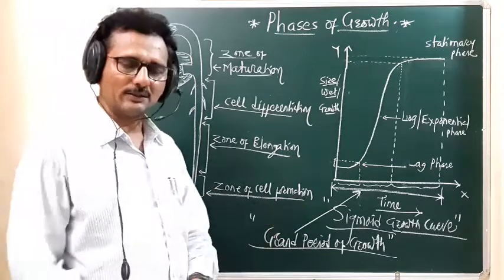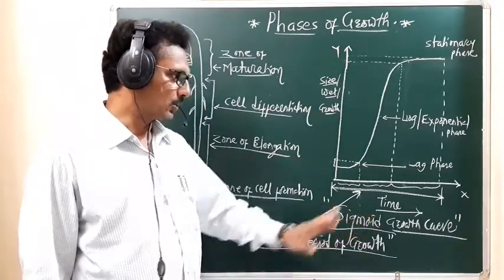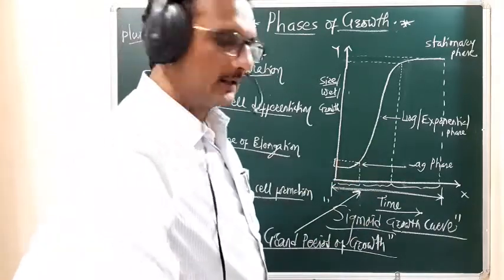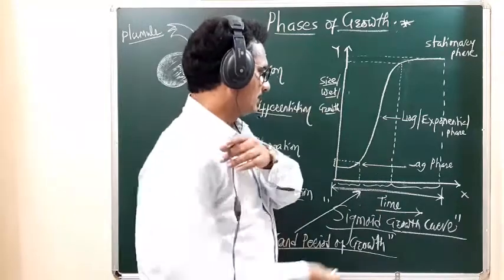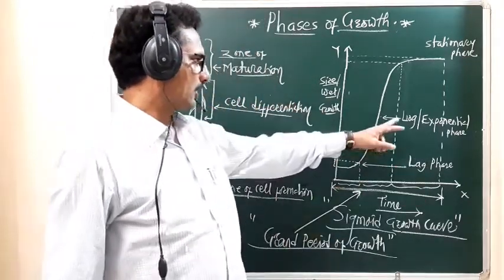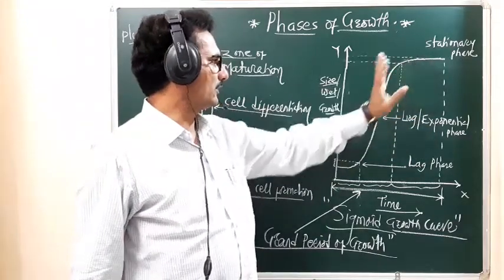And what type of curve do we obtain? We obtain the sigmoid growth curve. It shows such types of phases. The first phase is the lag phase. The second is the log phase or exponential phase, and the third is the stationary phase.